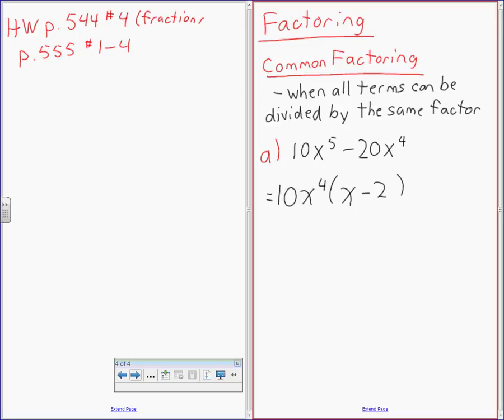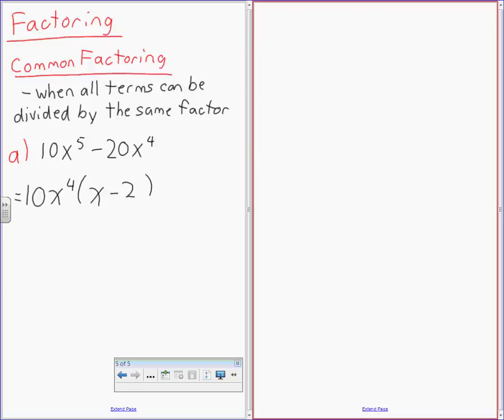I'll throw one more on here because not everyone feels confident on that. 3x cubed minus 6x squared plus 9x. What number do 3x cubed, 6x squared, and 9x all divide by? They all divide by 3.